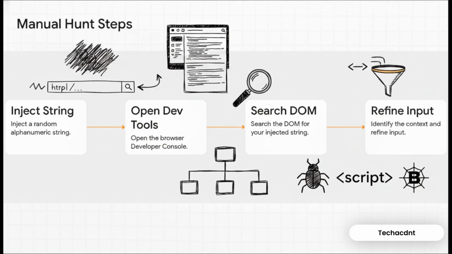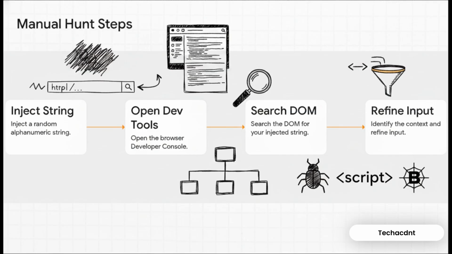And fourth, once you find exactly where it lands, identify the context. Are you inside an HTML attribute? Are you between script tags? From there, you just refine your input to see if you can break out of that context. Oh, and by the way, tools like Burp Suite's DOM Invader extension are incredibly helpful here for tracking these data flows automatically.